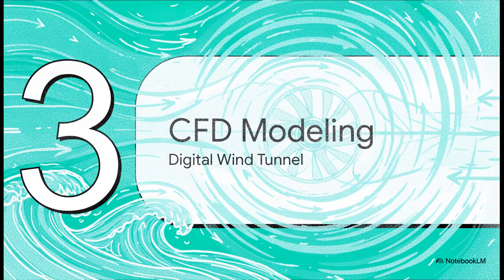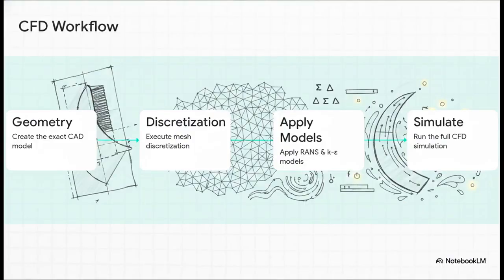Section 3, Computational Fluid Dynamics Modeling. Let's take this physical geometry and bring it into the digital world. To accurately predict how air is actually going to flow over these blades before ever building a physical prototype, engineers rely heavily on computational fluid dynamics. Here's a quick step-by-step look at that workflow. First, they create the precise CAD model geometry we just talked about. Second, they execute what's called mesh discretization. Third, they apply some seriously complex mathematical models like RANS equations, which is basically a way for the computer to tame and calculate the sheer chaos of swirling turbulent air. And finally, they run the full CFD simulation.